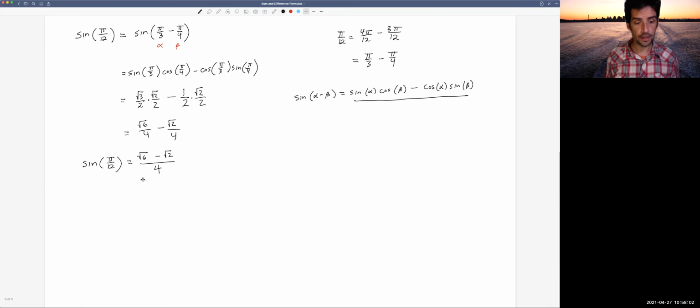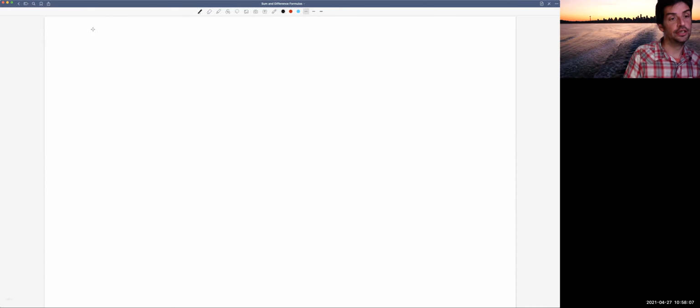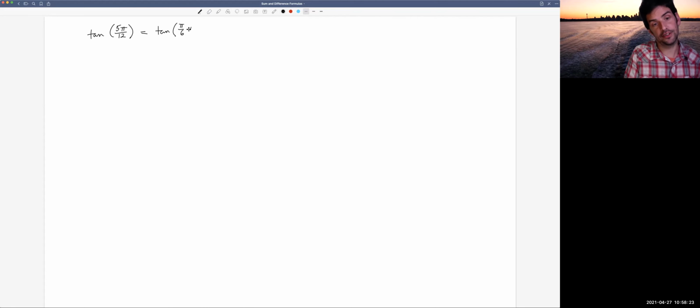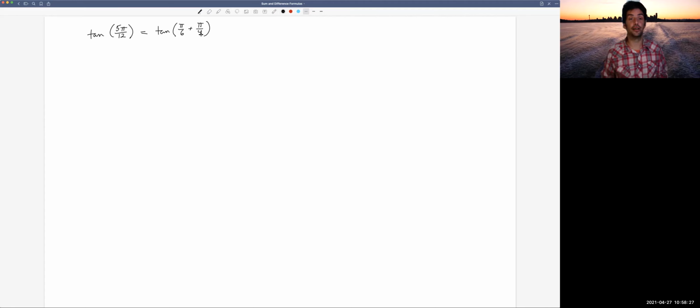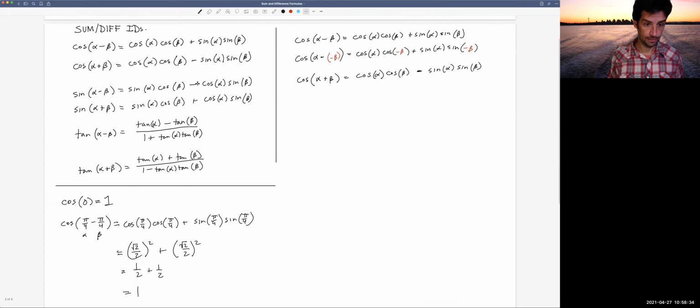Let's do a similar kind of idea with tangent. So tangent of 5 pi over 12. We can do a very similar thing that we did above and realize that 5/12 pi is the same as pi over 6 plus pi over 4, right? Pi over 6 is 2/12, pi over 4 is 3/12, so together that's 5/12. So let's go grab our tangent formula.